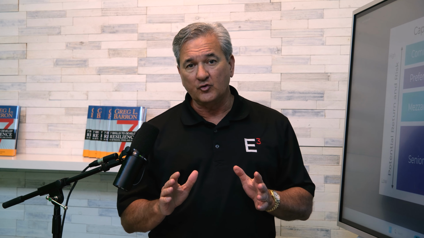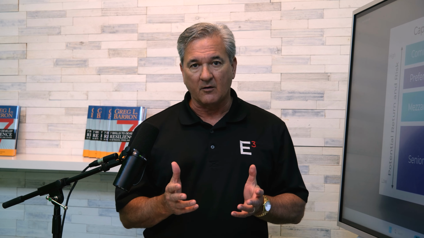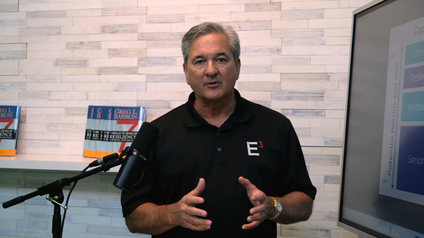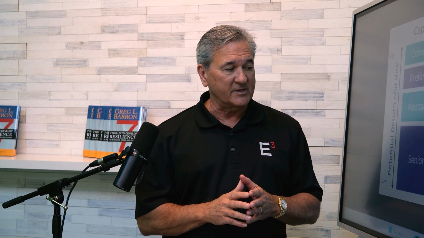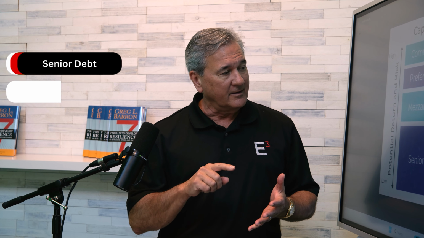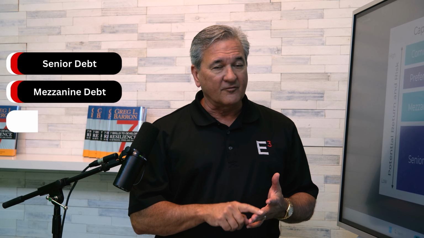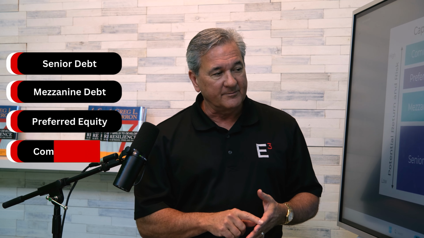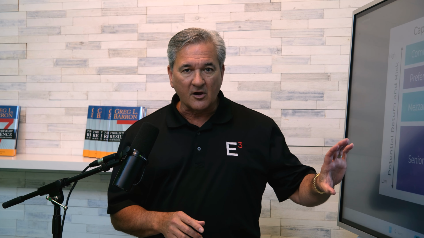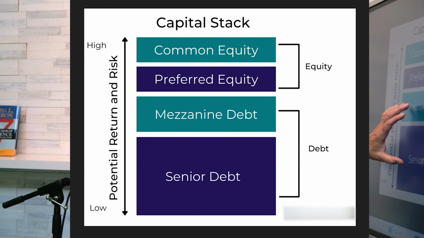Okay, so I'm going to show you two graphs that are really helpful to me to describe what a capital stack is. Basically, you heard me say before, you've got senior debt, mezzanine debt, preferred equity, and common equity. The first two that I talked to you about, senior debt and mezzanine debt, are debt.